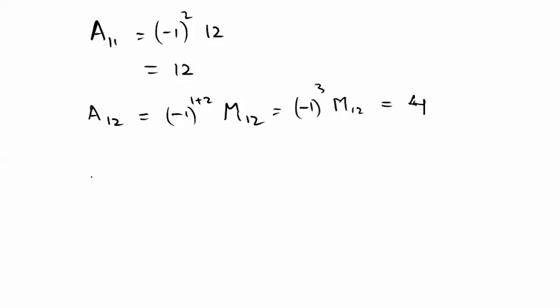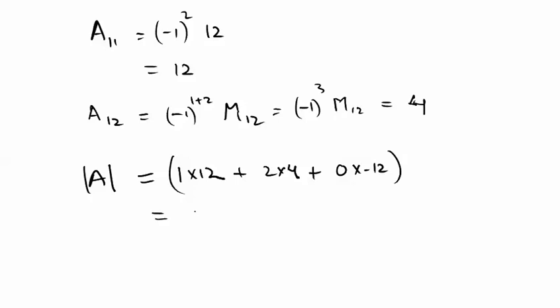Now similarly, if I want to find the determinant of A, you can easily say it is 1 into 12, plus 2 into 4, plus 0 into -12. If you solve it, how much does it come out to be? 12 plus 8 plus 0, that is 20. So anything could be found out in this particular fashion. This is all about determinants, cofactors and minors.